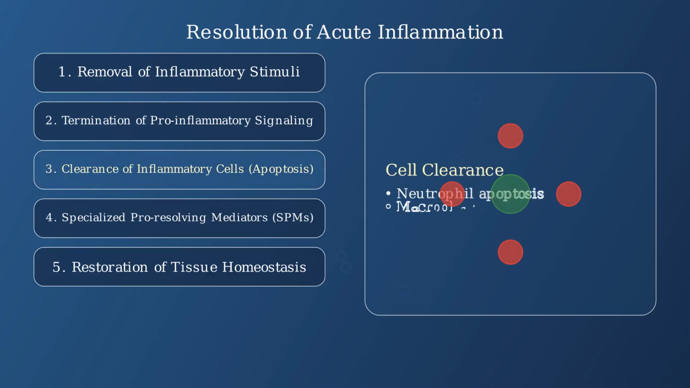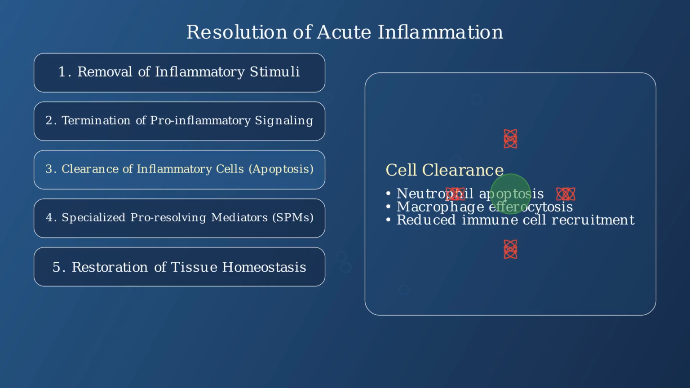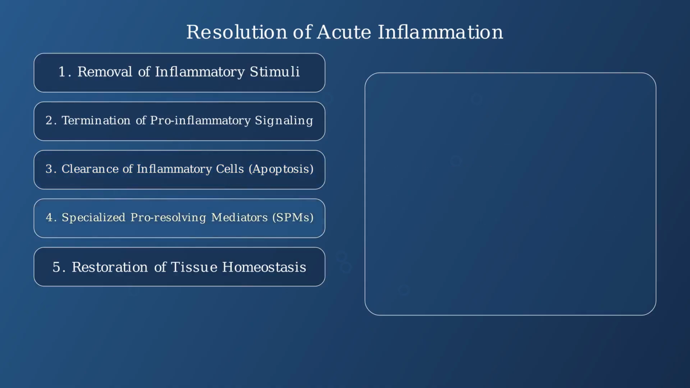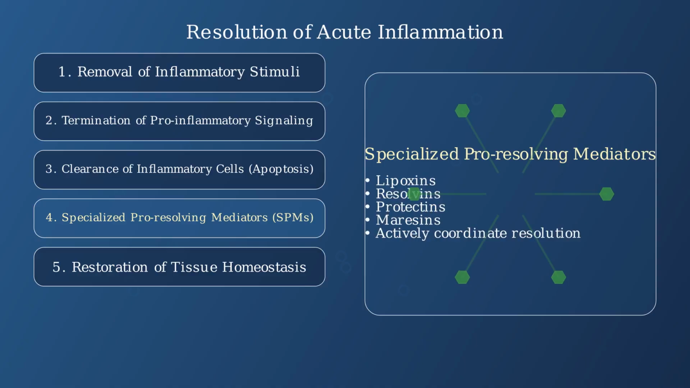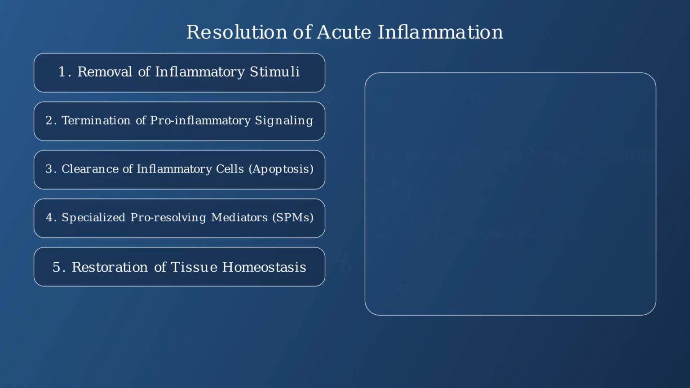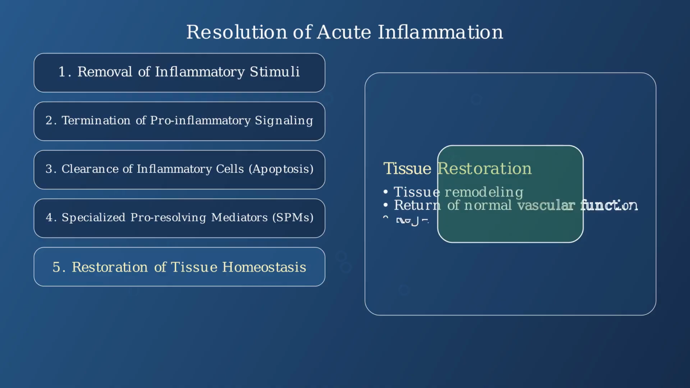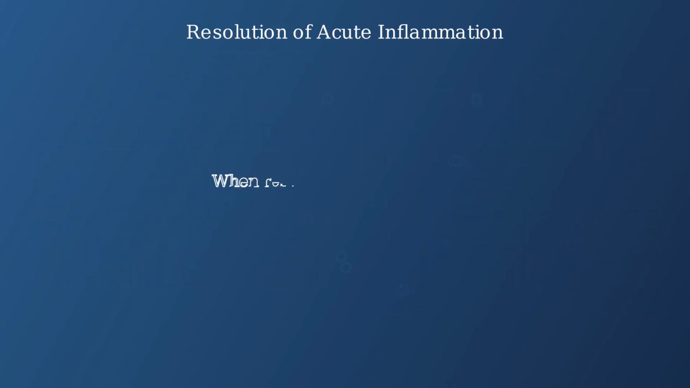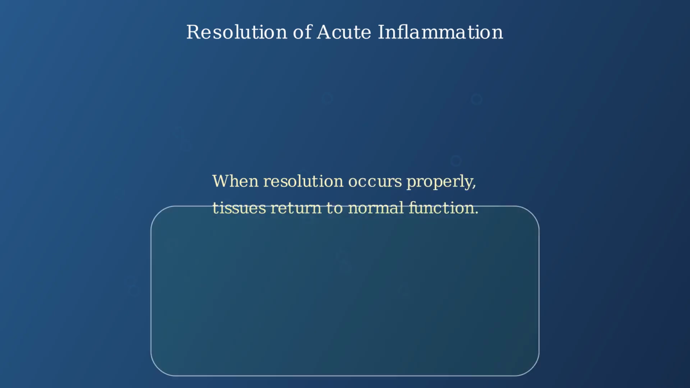Inflammatory cells, primarily neutrophils, undergo apoptosis and are cleared by macrophages in a process called efferocytosis. Specialized pro-resolving mediators, including lipoxins, resolvins, and protectins, actively coordinate the resolution process. Finally, tissue homeostasis is restored through remodeling, return of normal vascular function, and regeneration of damaged cells. When the resolution process occurs properly, inflammation subsides completely and tissues return to normal function.